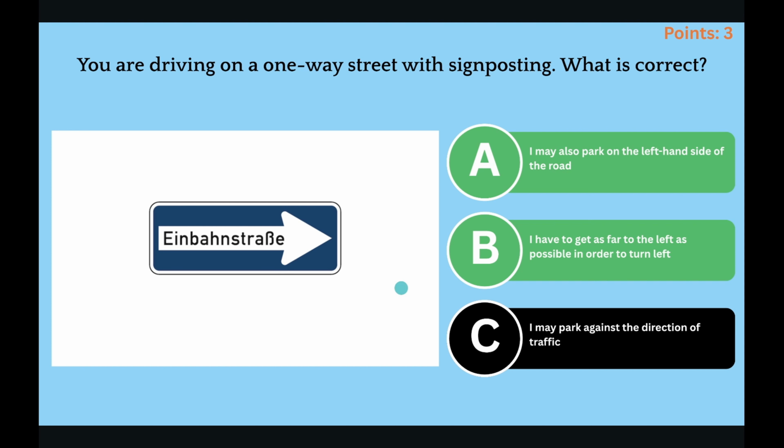In a one-way street, you are not allowed to park against the direction of traffic. You must park in the direction of traffic on both sides of the road. If you want to turn left, you must drive as far to the left as possible. Remember, this is not possible if it's not a one-way street. But in a one-way street, when you want to turn left, you must, as a matter of law, drive as far to the left as possible. Also, you are allowed to park on either side of the street in the direction of the traffic.